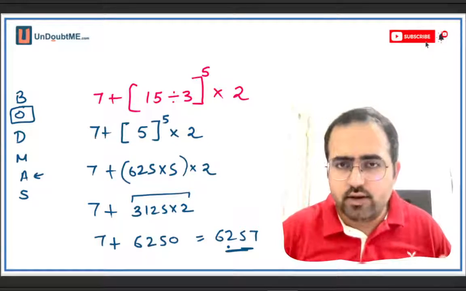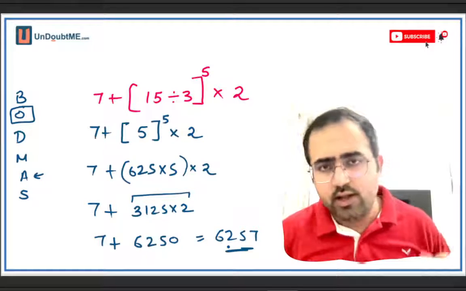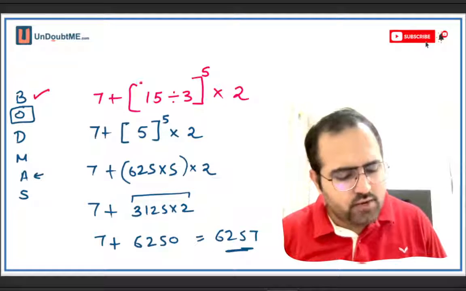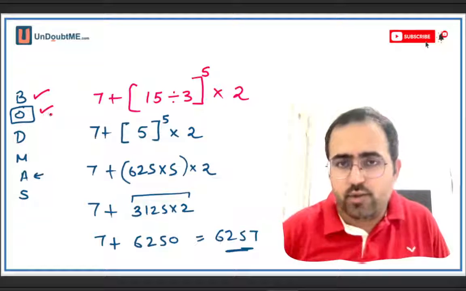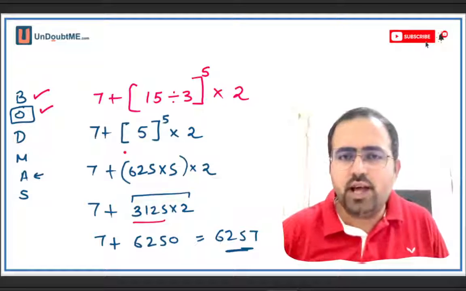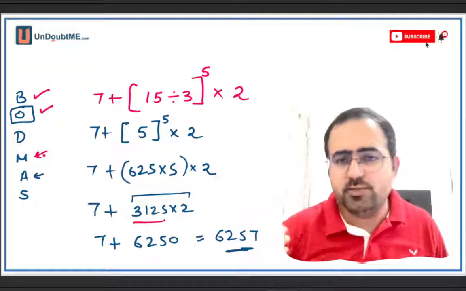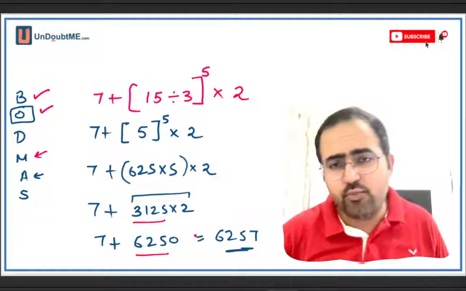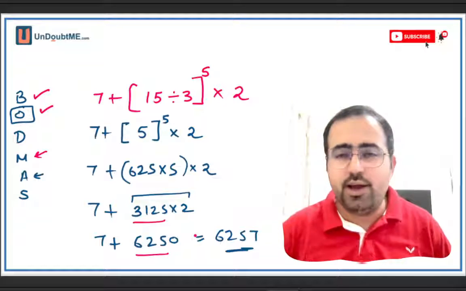More than the answer, you should try to understand the flow in which it has been solved. Let me revise it again. We have solved in the flow of Bodmas. First we start with the bracket, so we solve the bracket, then we got 5. Then we solved order. Order means that power, so 5 to the power 5 was 3125. That is multiplied by 2, because after that the leftover operation is multiplication, so we got 6250. 6250 plus 7 gives me 6257. So this is how Bodmas or BIDMAS is applied in the question.